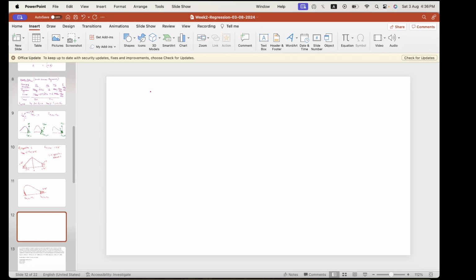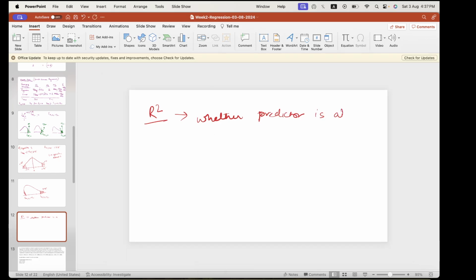So that is essentially your R square value, which will provide you with an understanding of, very crudely, whether the predictor is able to capture variation in the response.